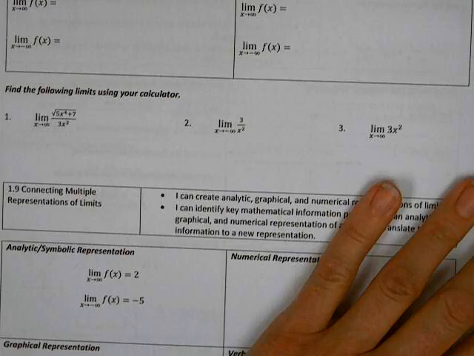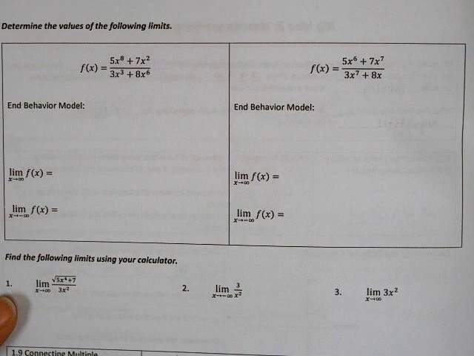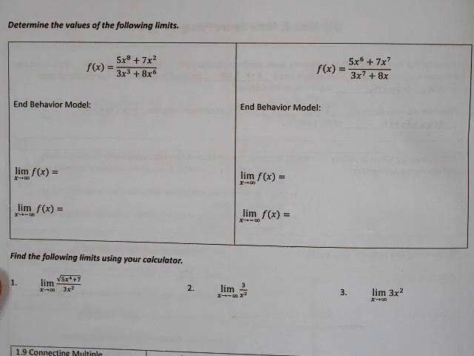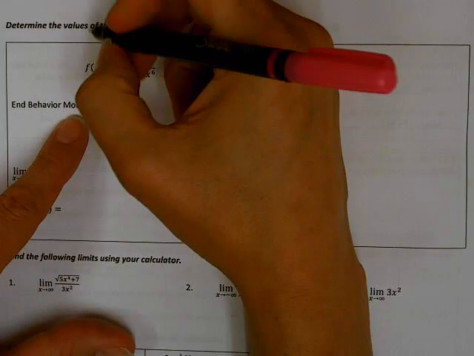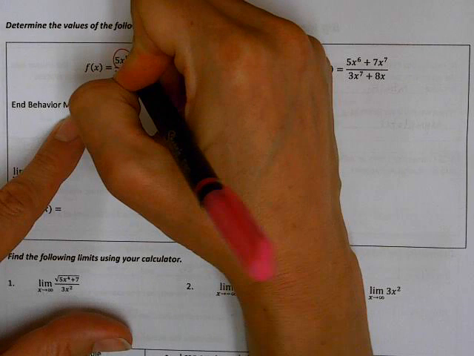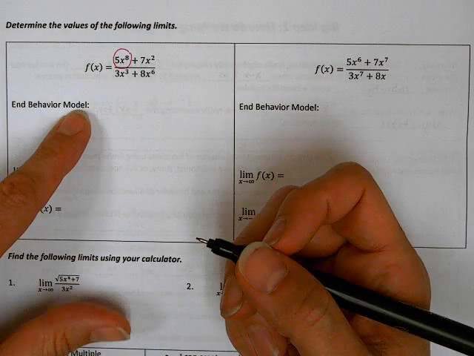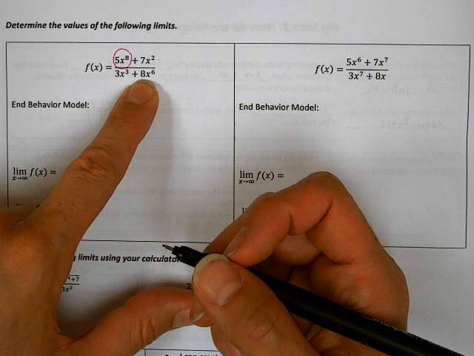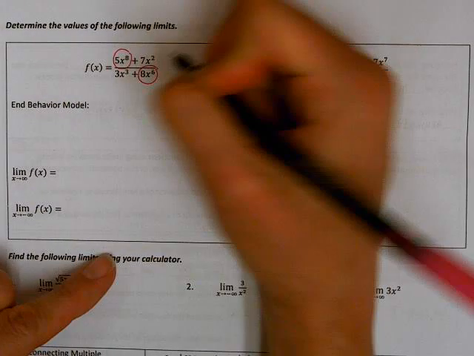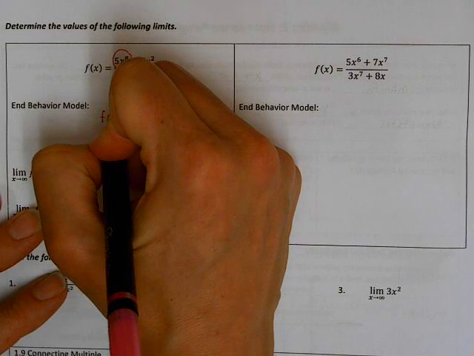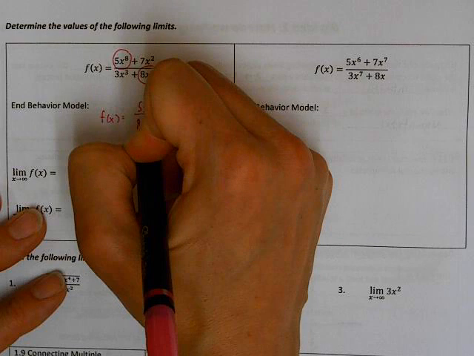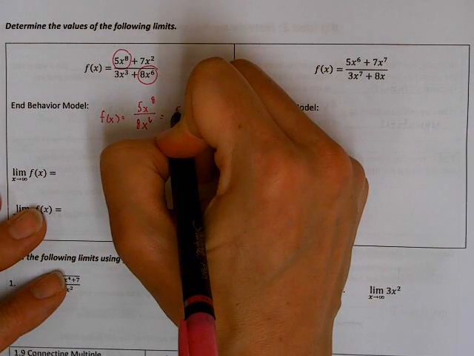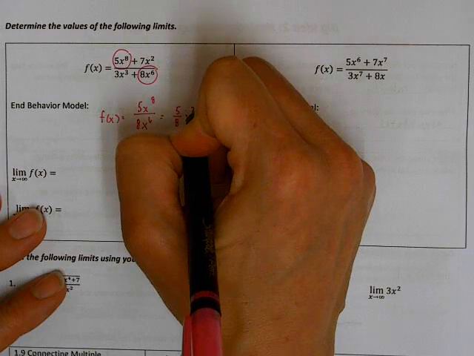Okay, let's flip here. We'll do a few more examples. All right, so now we're asked to determine the values of the following limits. So again, we're looking for that end behavior model, the highest powers. So I have 5x to the 8th, and then here I have to be careful. It's actually my 8x to the 6th here. So my end behavior model is f of x equals 5x to the 8th over 8x to the 6th. And so really what we have is 5/8 x squared.